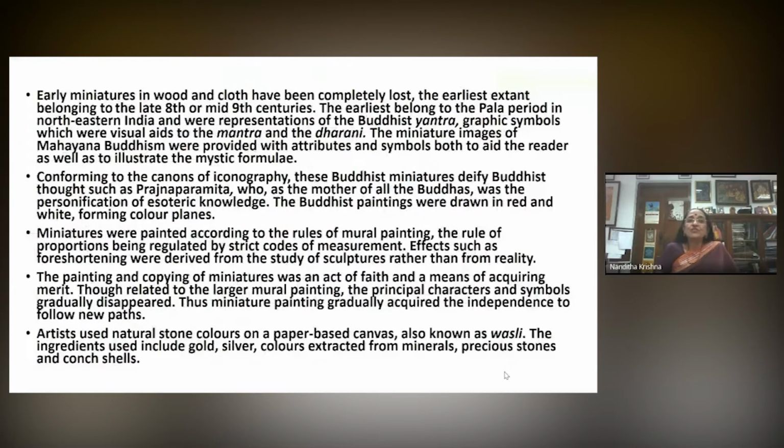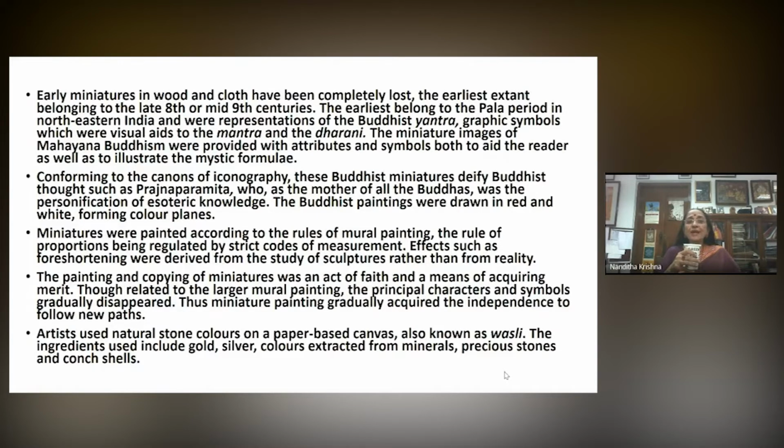Now, the early miniatures have been completely lost, and the earliest extant ones belong to the 8th or 9th centuries, to the Pala period in northeast India. They were representations of the Buddhist yantra, which were visual aids for the mantra and the dharani. The miniature images of Mahayana Buddhism were provided with attributes and symbols.